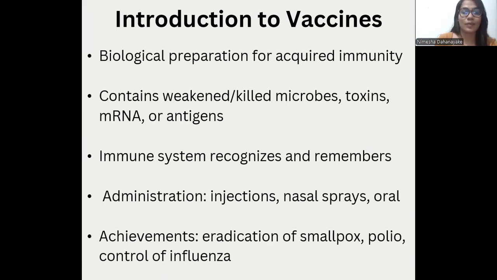A vaccine is a biological preparation designed to provide immunity. It may contain weakened or killed pathogens, toxins, or even modern components like mRNA. The immune system recognizes the vaccine and remembers it for future defense. Vaccines have helped eradicate diseases like smallpox and control influenza and polio.